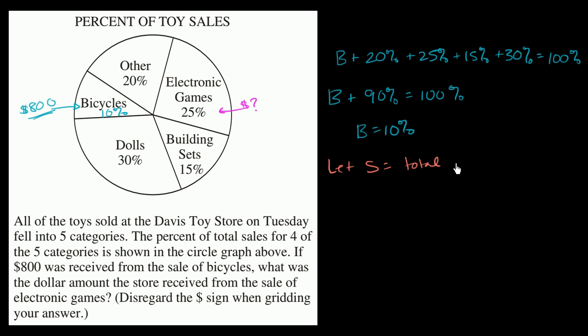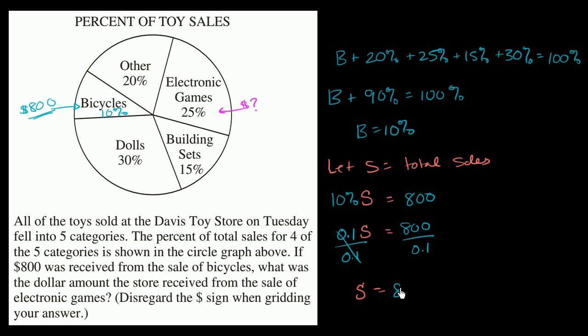So we know that 10% of our total sales is $800. So let's figure out what our total sales are. Let me write it this way: 10% of our total sales is equal to $800, or we could write 0.1 of our total sales is equal to $800. To solve for our total sales, you just divide both sides by 0.1. And so we're going to be left with our total sales are 10 times $800. So 800 divided by 1/10 is going to be the same thing as 800 times 10.